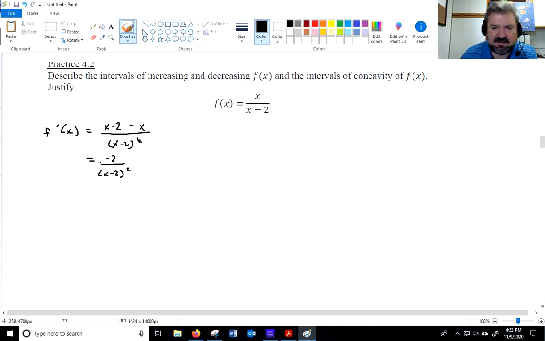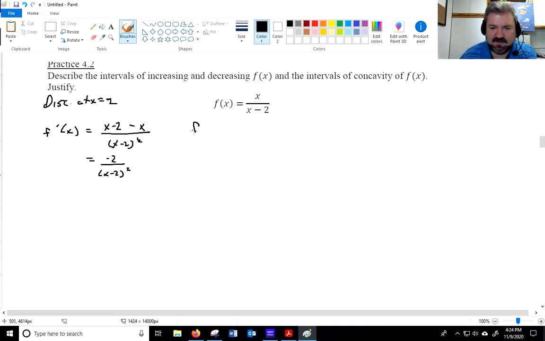Well, this is actually negative everywhere, right? Because this bottom is never negative because it's squared. So this is negative everywhere except for at x equals 2 because f is not defined at 2. So we could maybe make a note about that. Discontinuity at x equals 2.